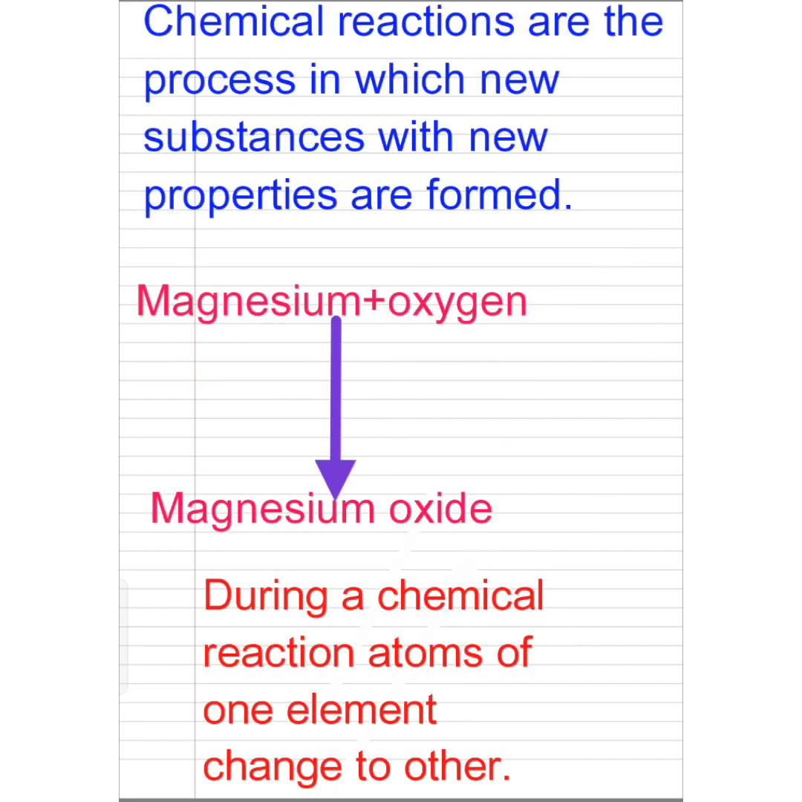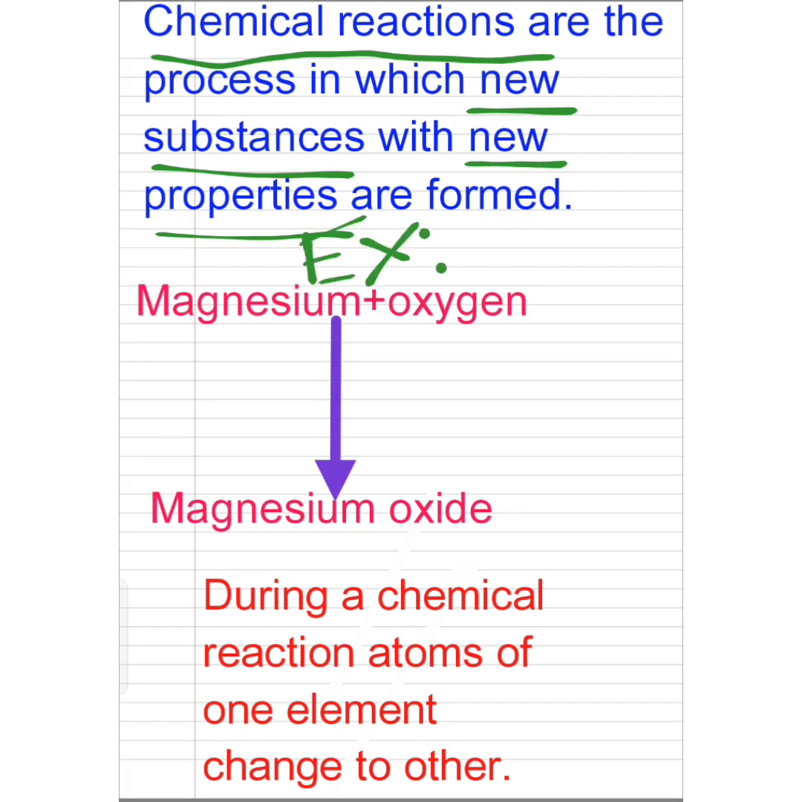As you can see, this is the definition of chemical reactions. Chemical reactions are the process in which new substances with new properties are formed. Let's understand this with an example.